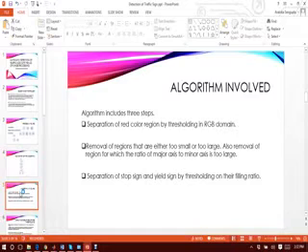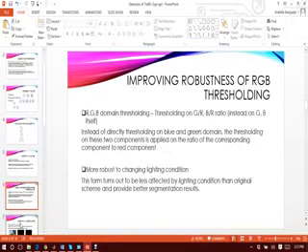So here we come to the flowchart of the algorithm that has been used in this project for the traffic sign recognition. As we see that it includes 3 basic steps. First, the separation of the red color by thresholding in the RGB domain, removals of the regions that are either too small or too large, also removal of region for which the ratio of the major axis to minor axis is too large, and finally the separation of the stop sign and the yield sign by thresholding on their filling ratio.